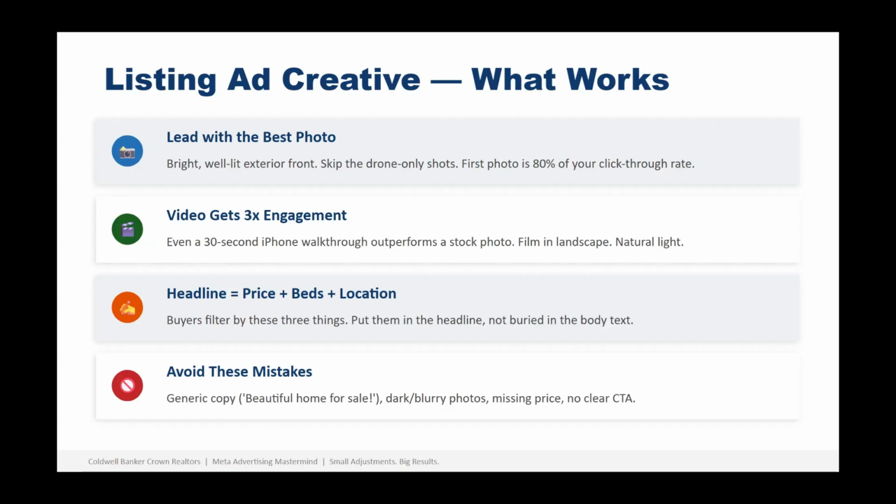The other mistake people make is they don't have a clear call to action. Call to view this home today. Great. Call me for your showing. Great. Check it out. Not great. You need a clear call to action with an action word, something in there, something that they can do. It's all about psychology here, folks.